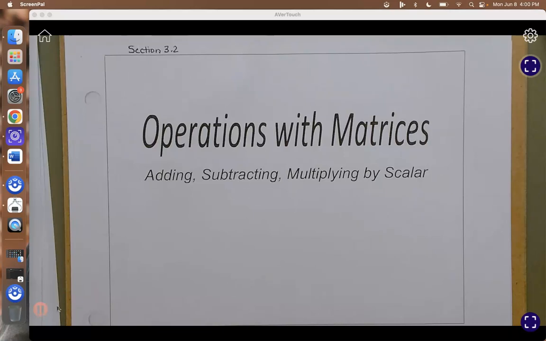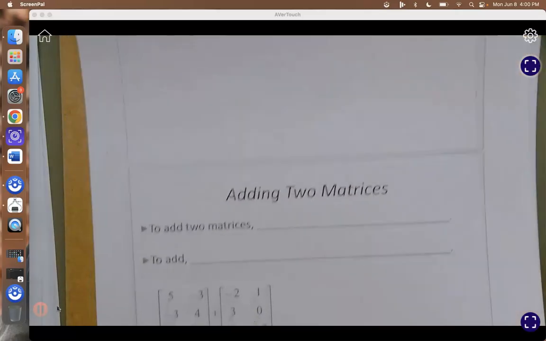Okay guys, today section 3.2, operations with matrices. Today we're going to add matrices, we're going to subtract matrices, and we're going to multiply them by a scalar. And we'll talk about what all that stuff means piece by piece.